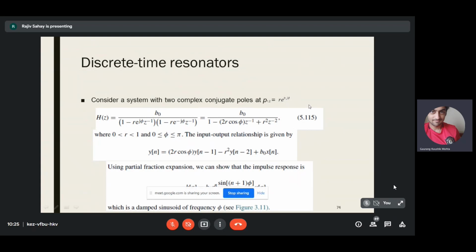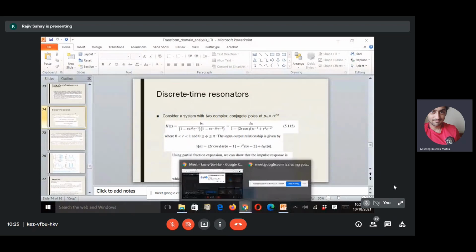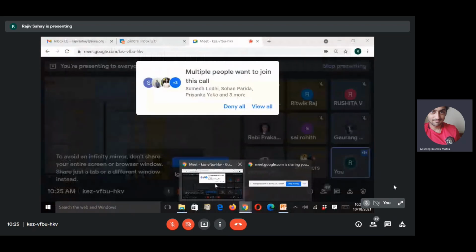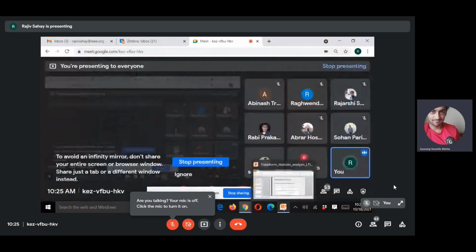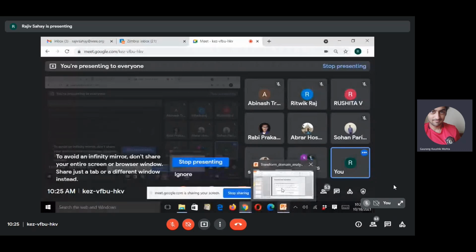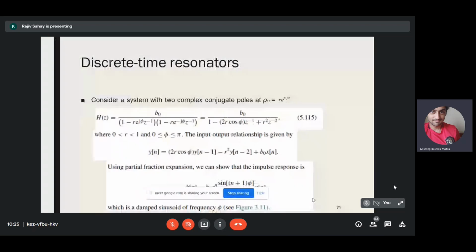Yes, sir. We'll build the system function H(z) by introducing two complex conjugate poles. If you see in the denominator, there are two poles and they are complex conjugate. R goes from 0 to 1 and phi goes from 0 to pi.